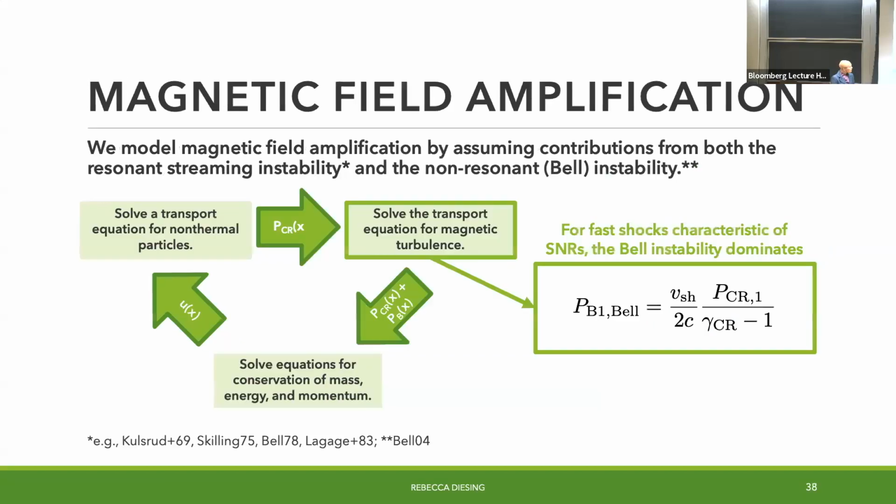Before I show you what that looks like, I just want to take a moment to mention what we're doing for this magnetic field amplification. Getting the field right is, of course, critical to getting the precursor right. And so what we basically say is that in fast shocks characteristic of supernova remnants, the Bell instability is your dominant instability. It'll give you the strongest magnetic field by far. And so we take that saturation point here.